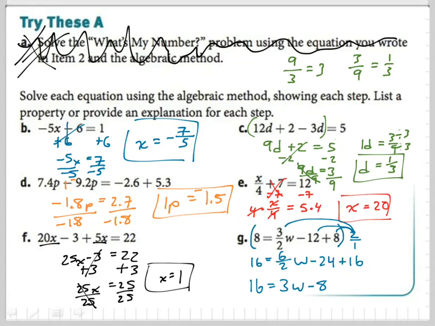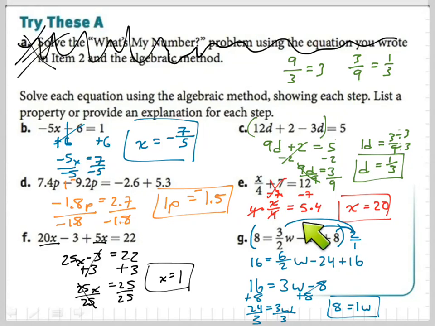And let's see. What do I do after that? I add 8 to both sides because that's the opposite of subtracting 8. Add 8 to that, so I get 24 equals 3W. 3 is multiplying the W, so I'm going to divide by 3. So that gives me 1W equals, and I divide this by 3 also, and I get 8. So that's my answer for this one.